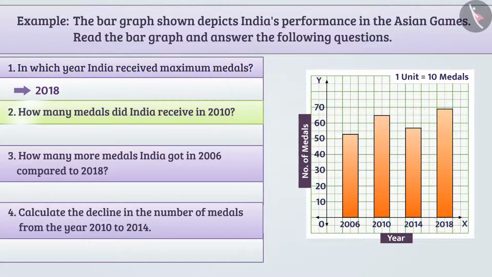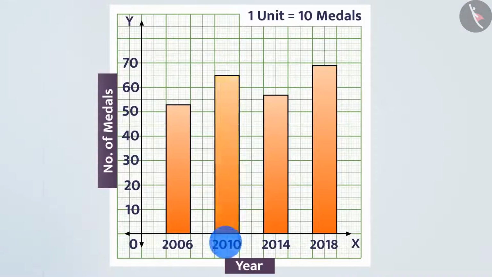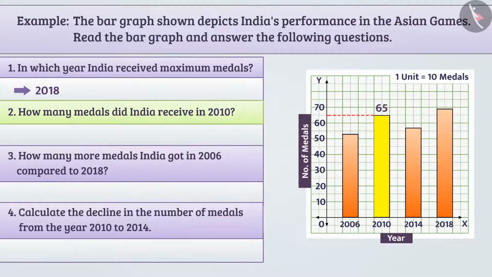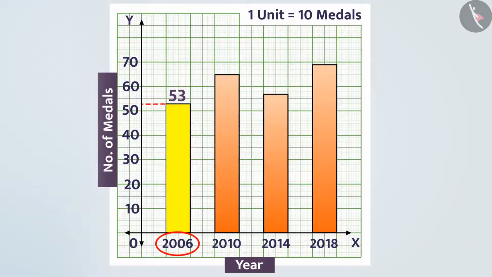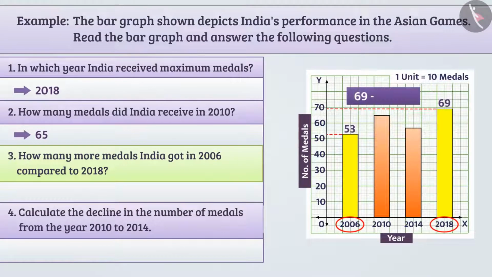How many medals did India receive in 2010? From the length of the bar drawn for the year 2010, we know that in 2010, India got total of 65 medals. How many more medals India got in 2006 as compared to 2018? In 2006, India got 53 medals and in 2018, it got 69 medals. There is a difference of 69 minus 53 is equal to 16 medals in the number of medals received in the both years.